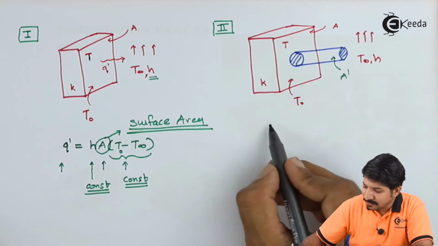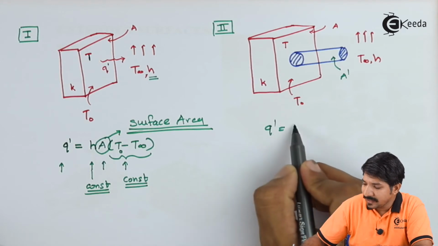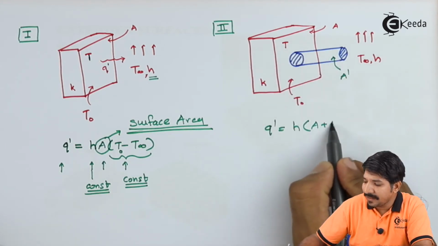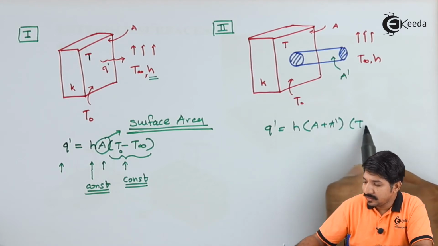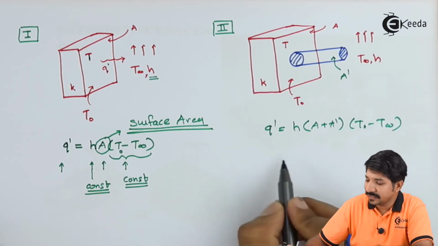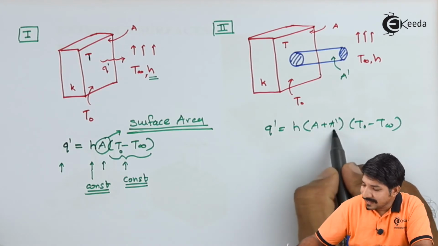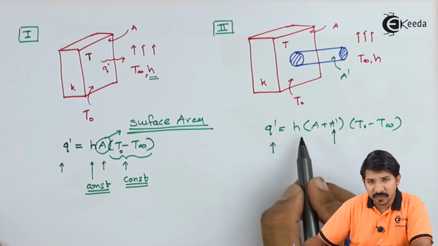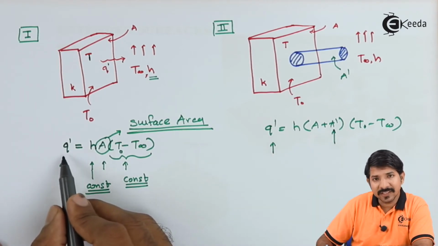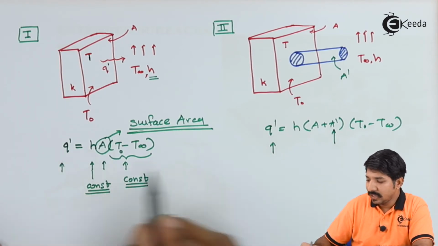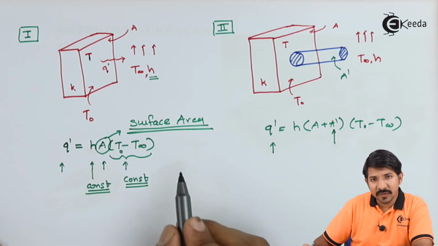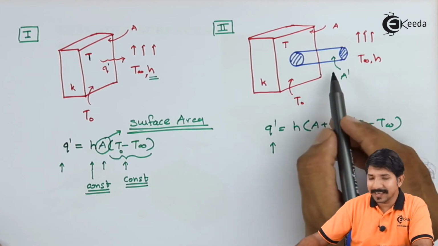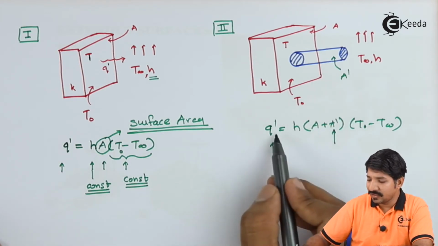Now in this case, my value of Q dash will again be H times the surface area, which is now A plus A dash, times (T0 minus T infinity). Since here this A dash is added, the value of Q dash in this case will obviously be higher than the value of Q dash without the extended surface. So with the help of Newton's law of cooling itself, we can say that with the increase of surface area, we can always increase the value of Q dash.